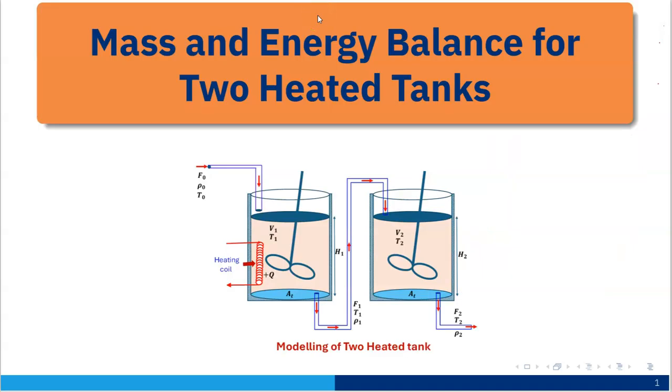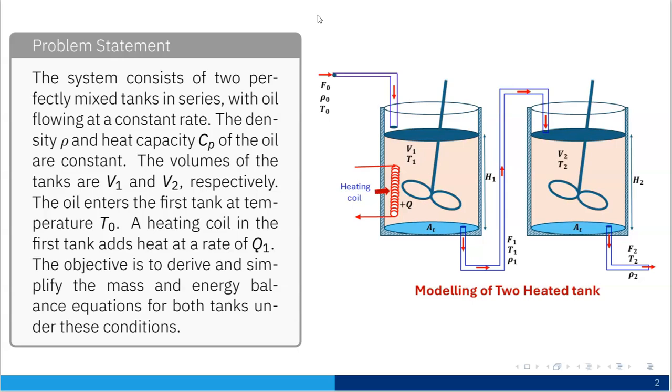Today I'll talk about mass and energy balance for two heated tanks. Now here is the problem statement. The system consists of two perfectly mixed tanks in series with oil flowing at a constant rate. The density rho and heat capacity Cp of the oil are constant. The volumes of the tanks are V1 and V2 respectively.